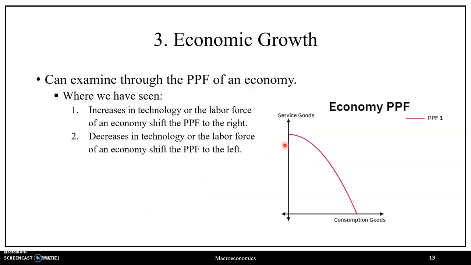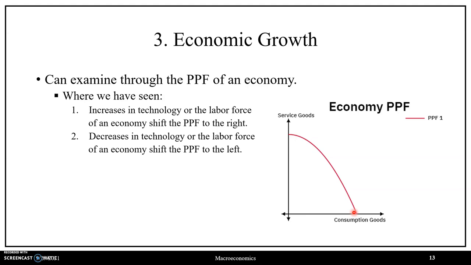In regards to the story behind economic growth, we can do this by examining the PPF of an economy. We'll recall that the production possibilities frontier is going to be all the possible combinations of goods and services that an economy in this case can produce, given their aggregate technology and their overall labor force. Where we have our graphical representation on the right, we have service goods on the vertical axis, consumption goods on the horizontal axis. We have our downward sloping nonlinear red curve representing this economy's PPF.